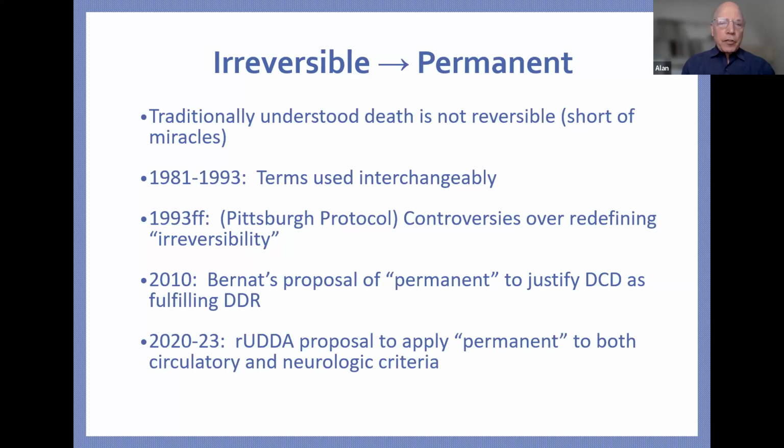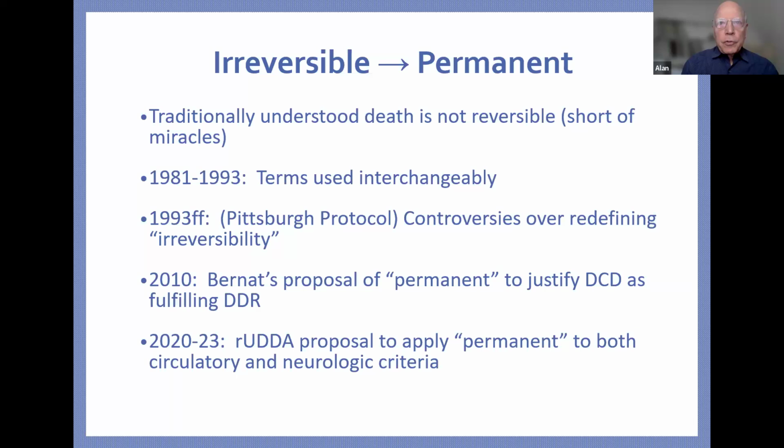In the early days of brain death, the terms were used interchangeably. But starting in 1993, with the Pittsburgh Protocol for donation after circulatory death, there arose controversies over redefining irreversibility. And in 2010, James Burnett, one of the prominent neuroethicists in America, proposed the term permanent to justify donation after circulatory death as fulfilling the dead donor rule.